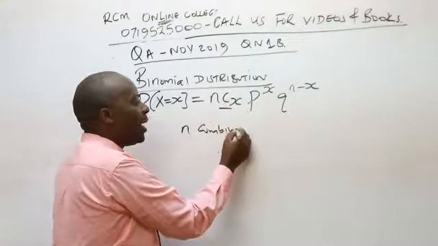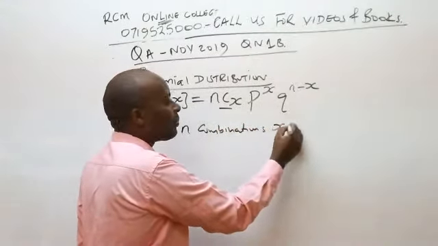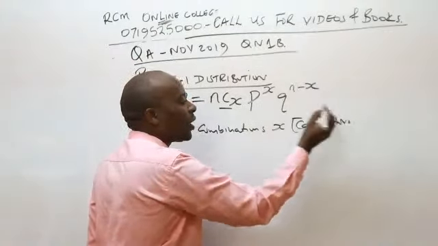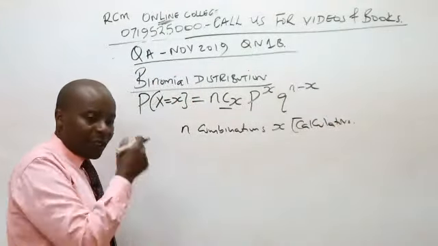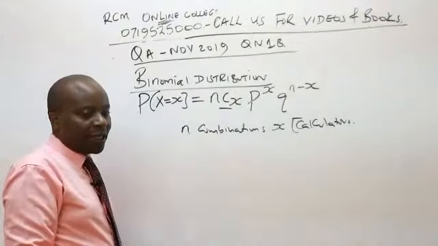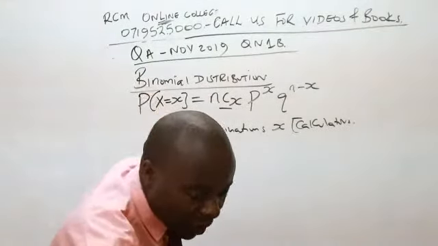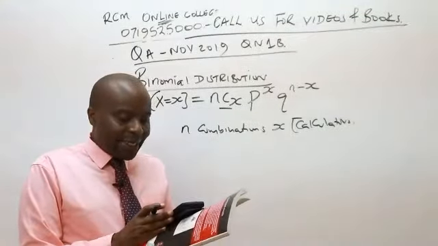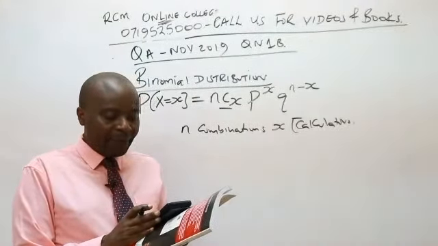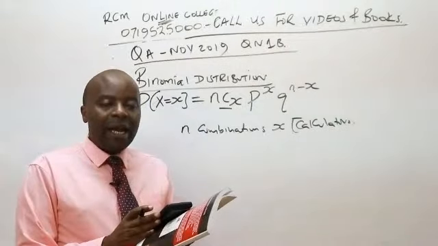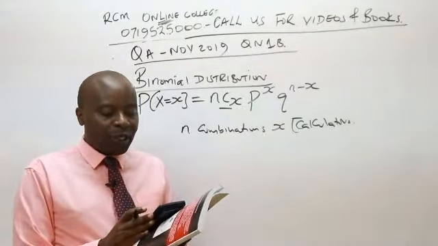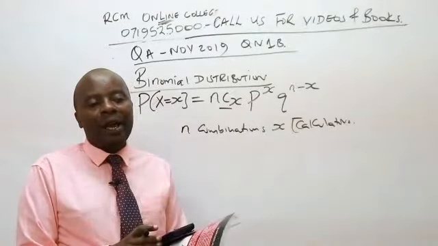N combinations x is basically found in your calculators. That is what you need to know. Once you have your calculator, you'll be able to see NCX or NCR somewhere there, close to shift or alpha. You'll be able to see the NCR function there.